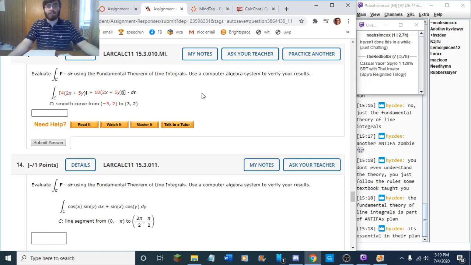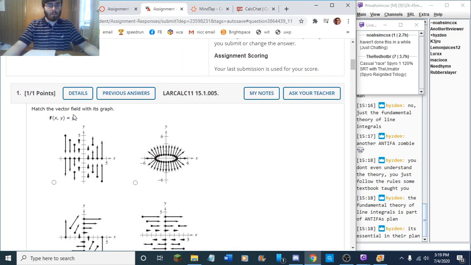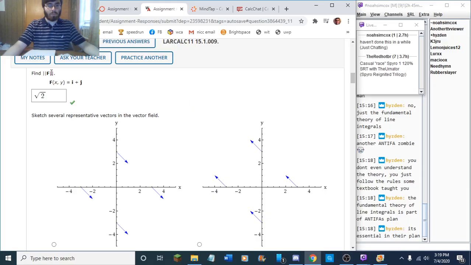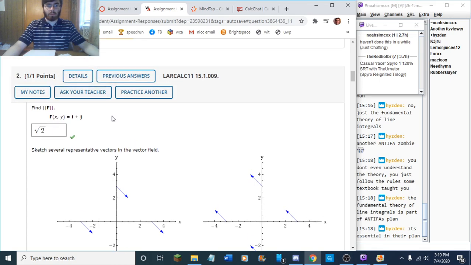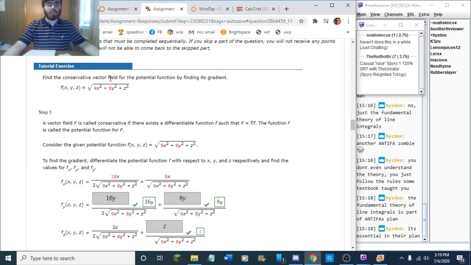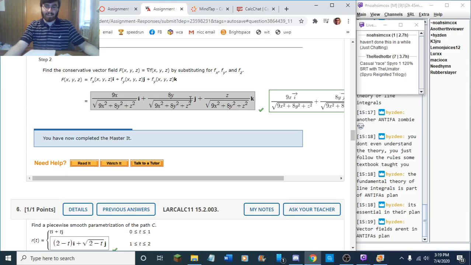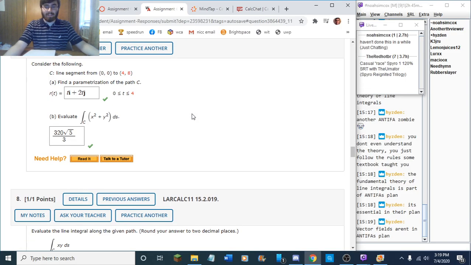Dude, what if you had come onto this stream and I was not doing that? I was doing something else. Like, let's see, what was I doing earlier today? I was doing, find the magnitude of this vector field or whatever that is. Let's see. Find the conservative vector field for the potential function by finding its gradient. So, if you had come onto the stream and I was doing this question, would you say that I'd also done this incorrectly? Vector fields aren't in Antifa's plan.